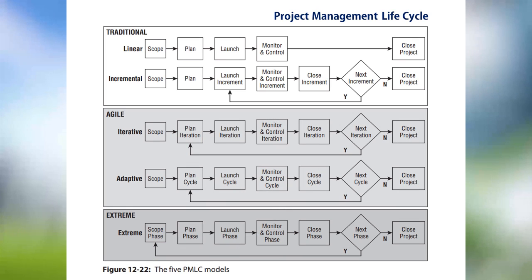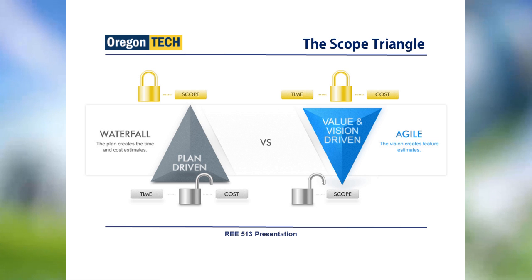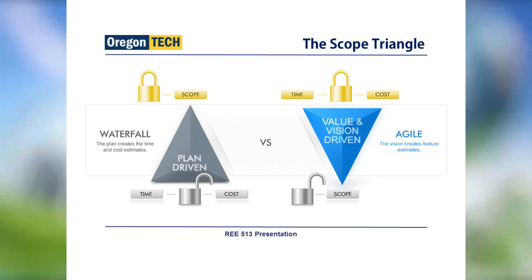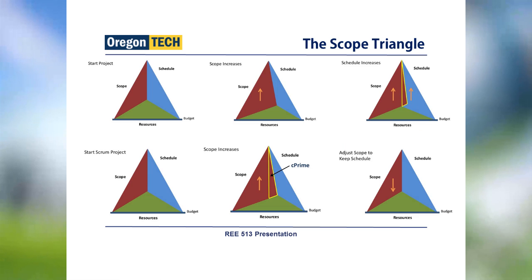This is the comparison between the five project management life cycle models. In the traditional project, the waterfall model, the time and cost are open. You can change the time and cost to complete your project. But in the agile project, the time and cost are usually locked and the scope has to be changed to adapt to deliver on time and on budget.